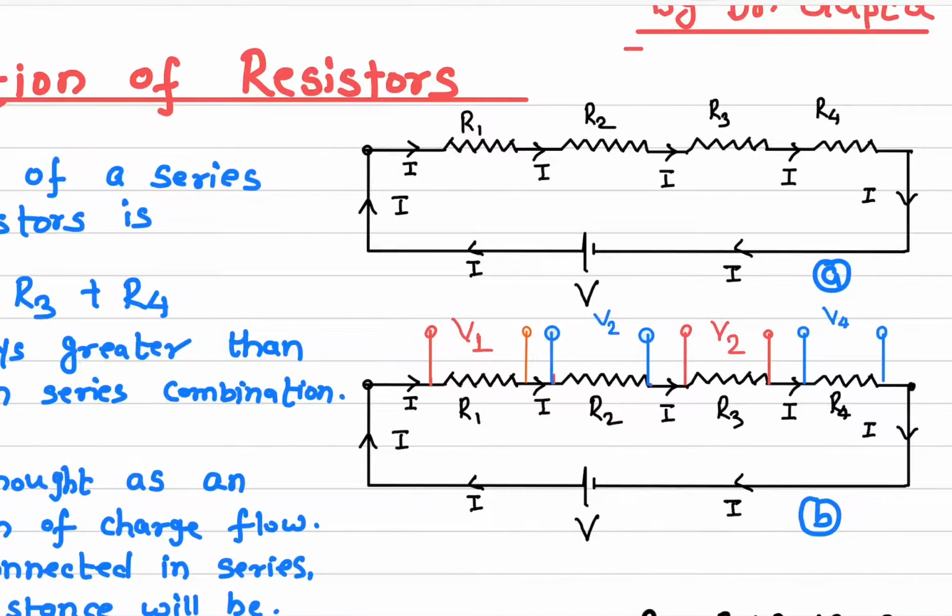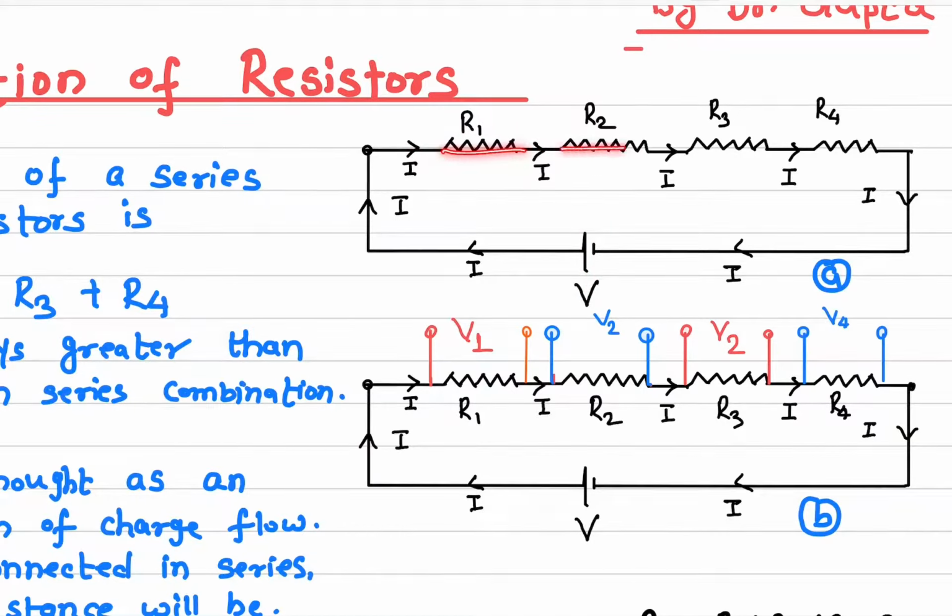As an example, I have chosen 4 resistors. It can be multiple resistors connected in a series. So 4 resistors are connected in a series combination. When I say series combination, what does that mean actually? Here is a battery and the 4 resistors are connected.